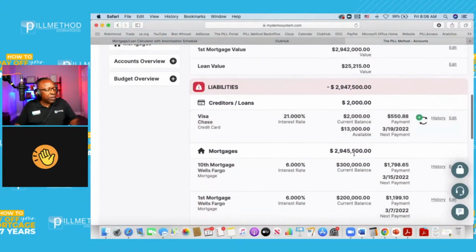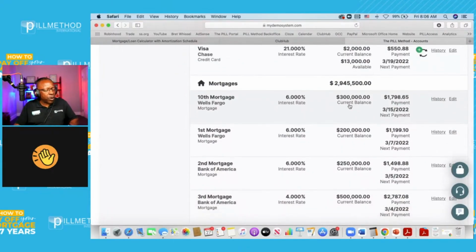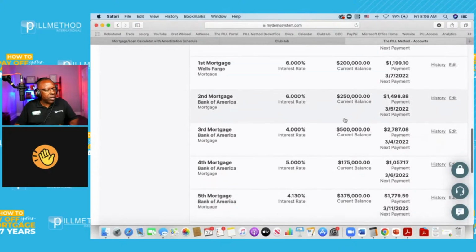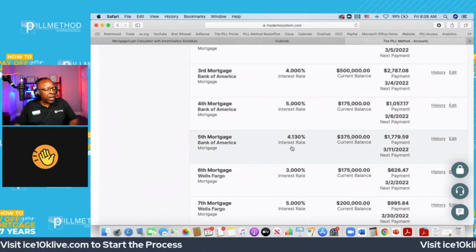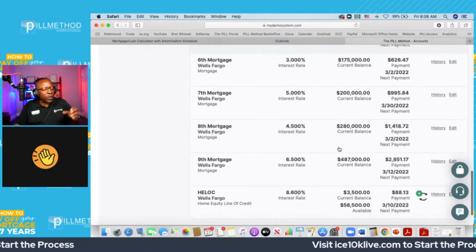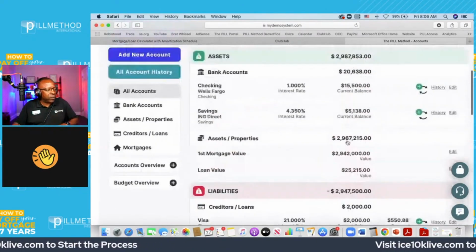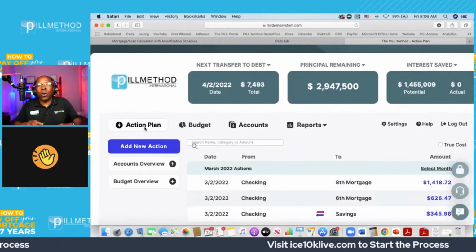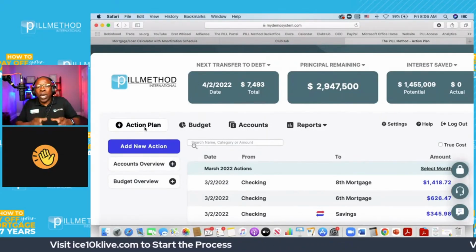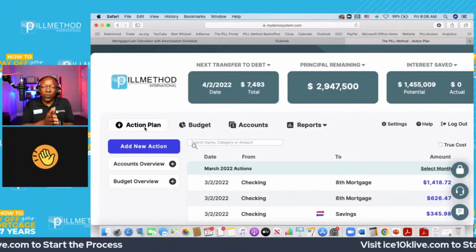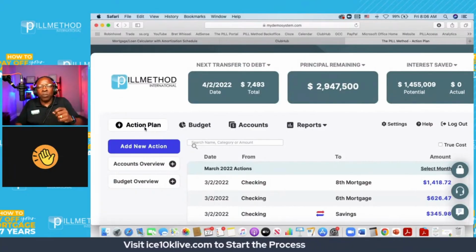And here are his liabilities. Here's his Visa card. Here are the mortgages. Here's a mortgage for $300,000. Here's one for $200,000. Here's one for $500,000 at 4%. Here's one for $375,000 at 4.13%. So we have a ton of mortgages here owing a different amount at different interest rates. So remember, at the top of our show, I mentioned having 10 variables. When you have a lot of variables, then you have to figure out, how do I pay this thing back in a way that's going to save me the most amount of money?